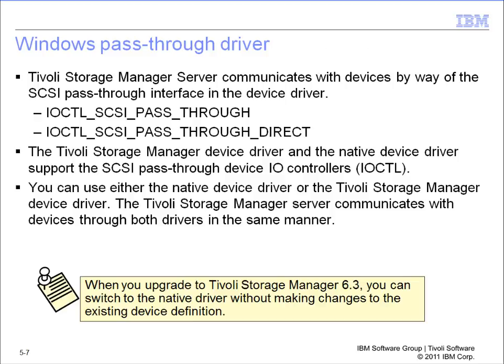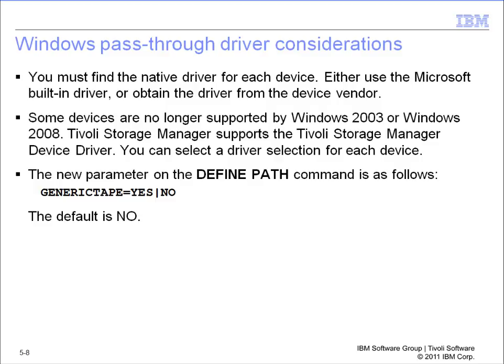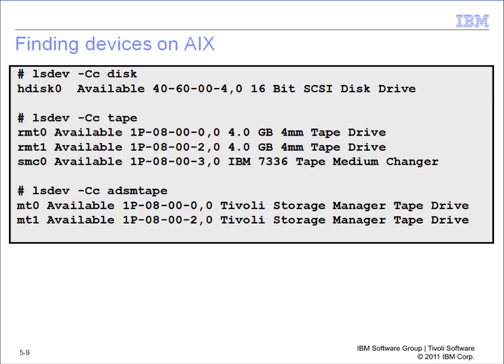A fairly new feature with TSM 6.3 is you can use your native drivers without changing the existing driver definition. This is using the TSM Server Communication Windows Pass-Through driver. If you're going to use the Windows Pass-Through driver, you need to make sure you have your native driver for each device. For AIX, the command is lsdev -Cc and either disk, tape, or adsmtape.